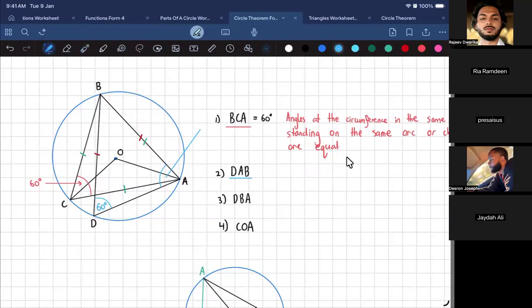Right, and Desron, what's the reason for that? Right, so DAB is equal to 60 degrees. What's the reason for that? The reason is that base angles in an isosceles triangle are equal.